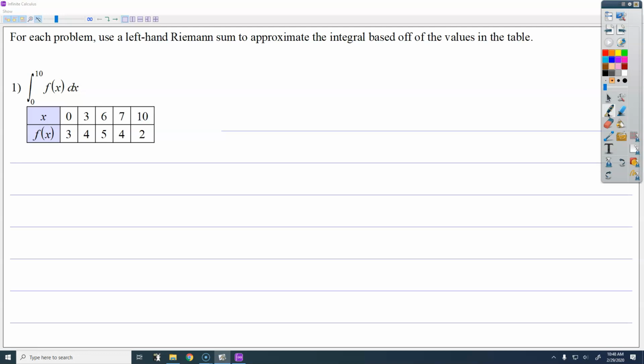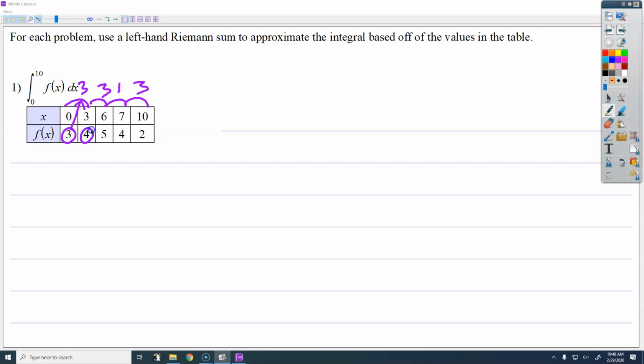So number 1, use a left-hand Riemann sum to approximate the integral based on the values in the table. We're doing a left-hand Riemann sum. So the first thing we're going to do is identify the bases of each rectangle. That's a base of 3, 3, 1, and 3. And this is a left-hand sum, so we start here as our first height.